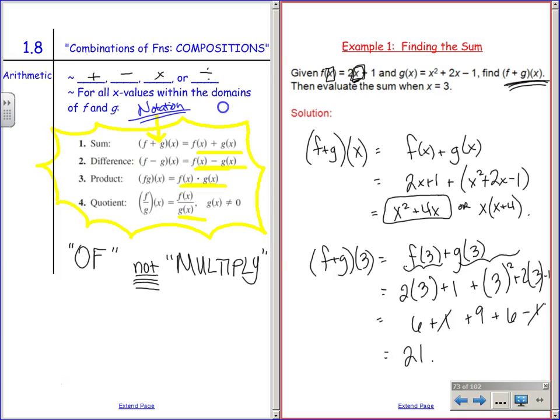How could I check my answer and make sure that I'm right? I've done it a totally different way. Couldn't I have also said, oh, hey, it's this guy when x is 3? We already found f plus g of x. We could have just plugged in 3. Let's double check it's right. Does 21 equal 9 plus 12? Sweet.